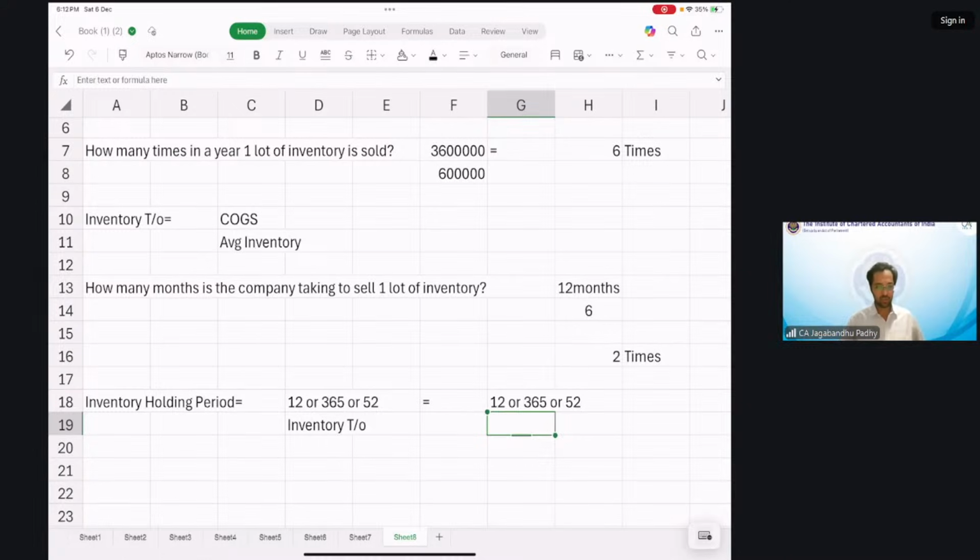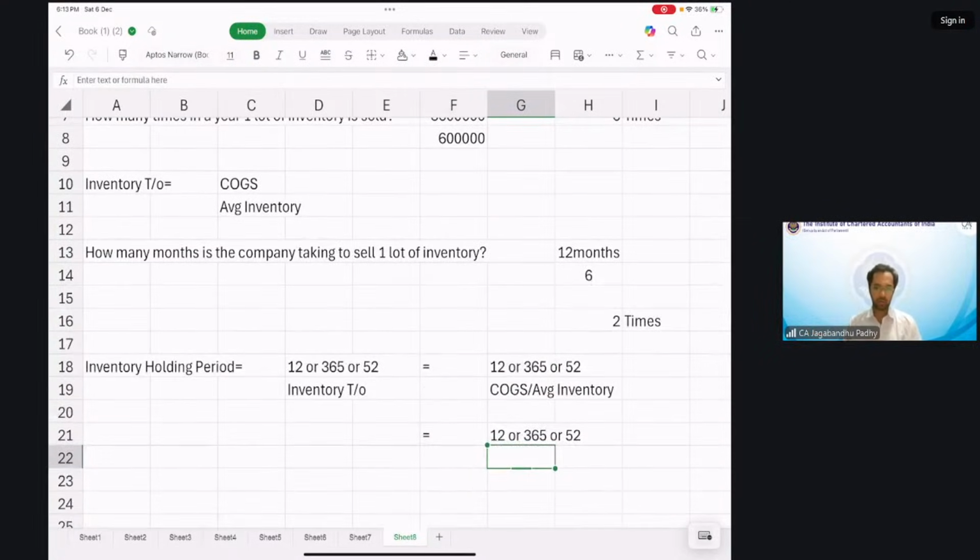So 12 or 365 or 52. How are we going to get this as an inventory turnover then? So we can have it as COGS upon average inventory. So this is going to be 12 or 365 or 52.